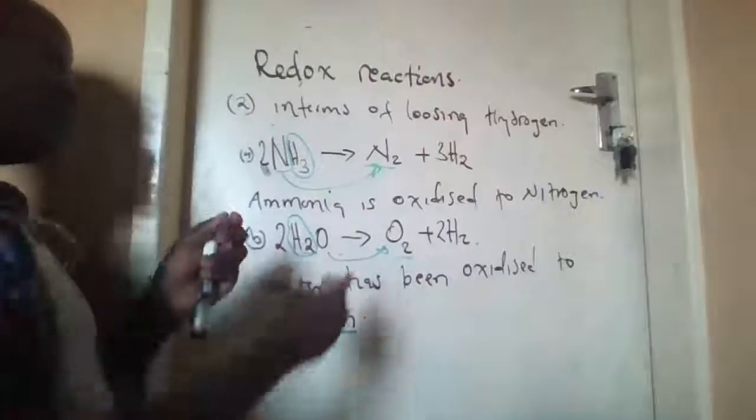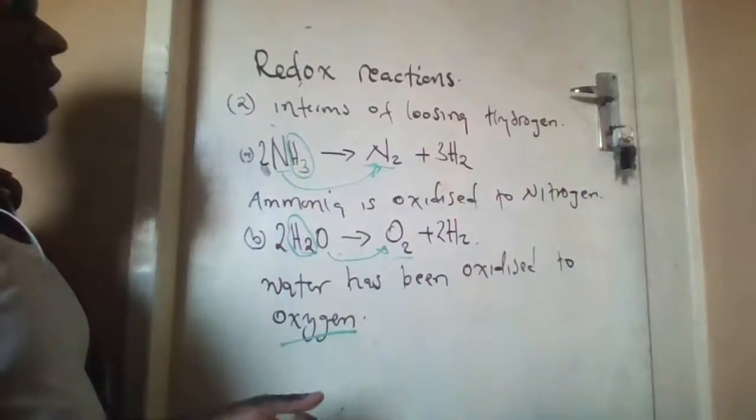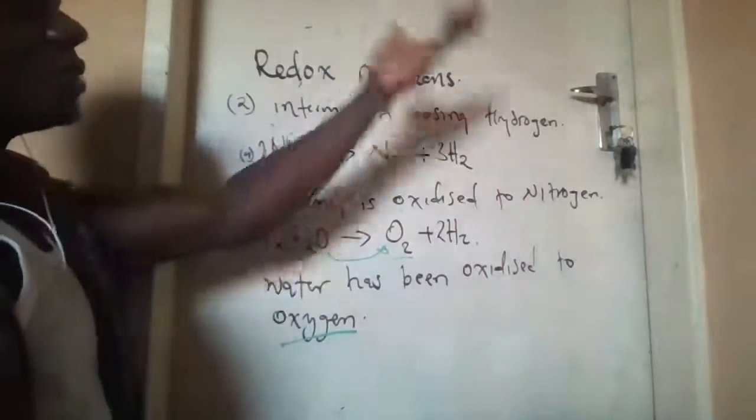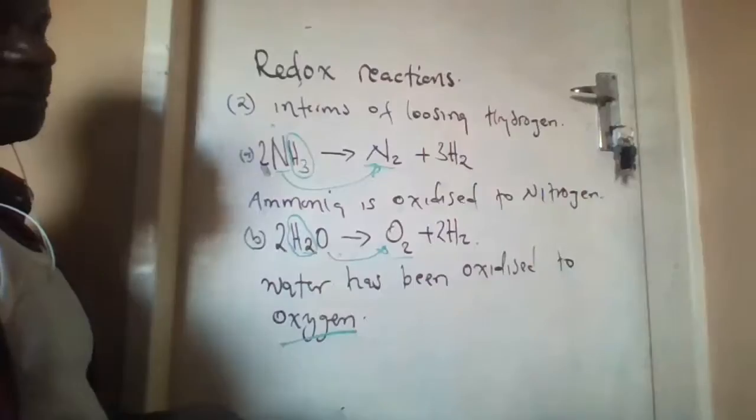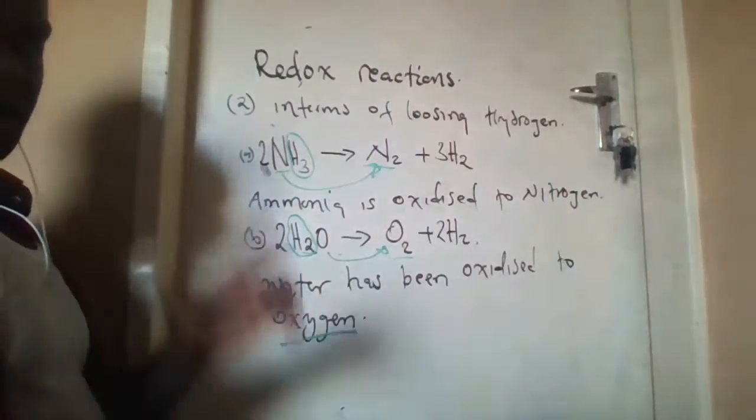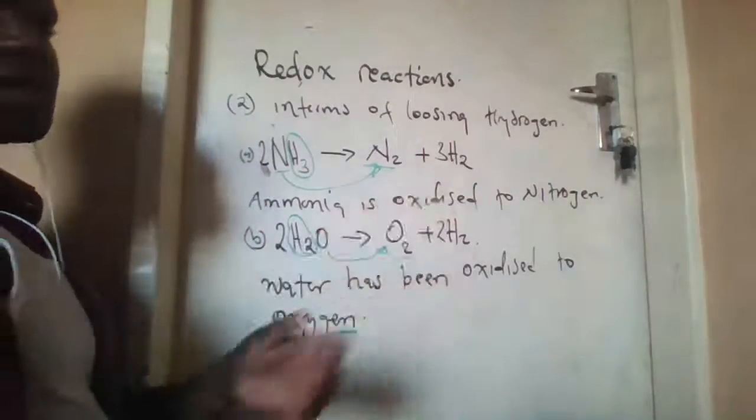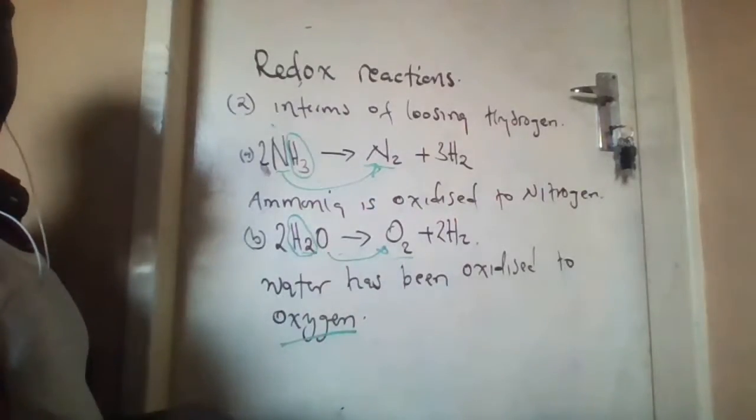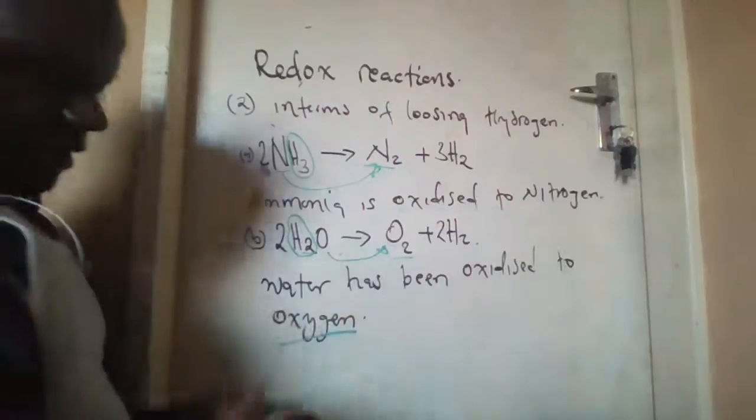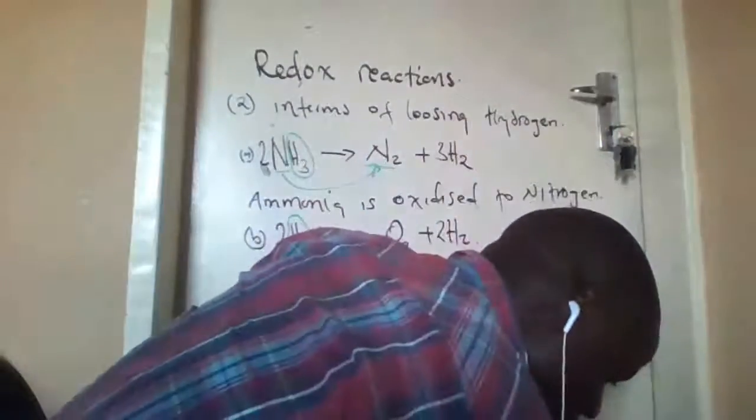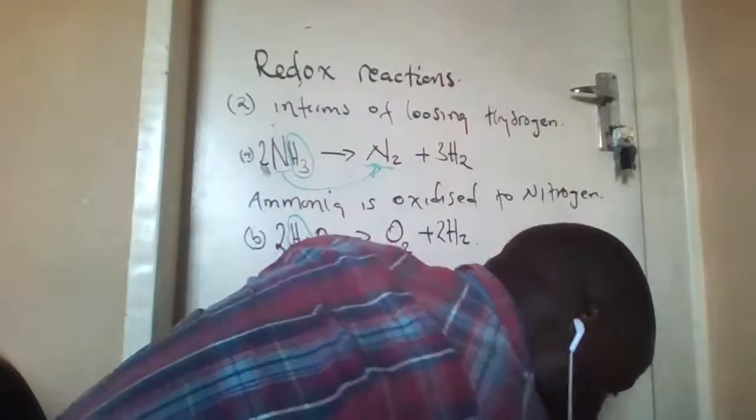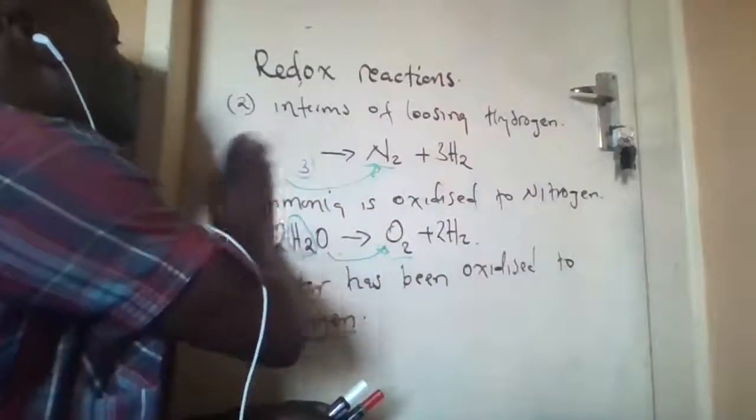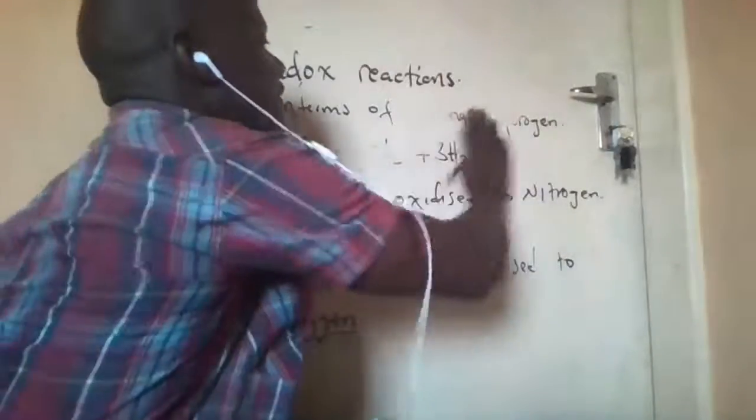So in both situations, we can say that these are what? Oxidation reactions. Why? Because they involve the losing of hydrogen. Each time hydrogen is lost by a chemical species, that in itself is called oxidation. The other one is the oxidation in terms of electrons. The oxidation in terms of electrons.